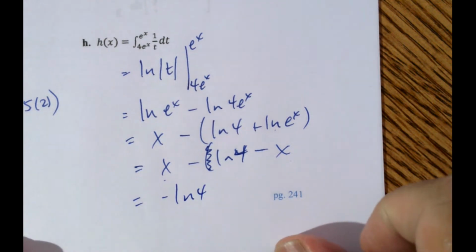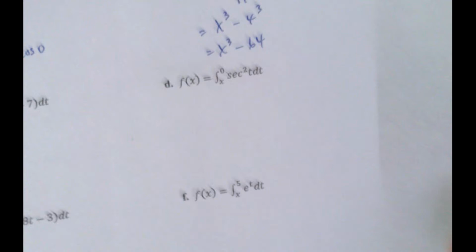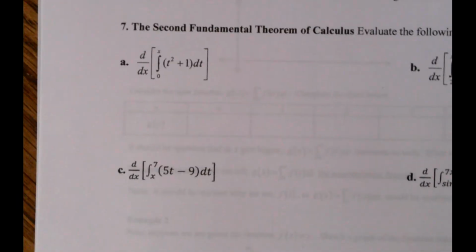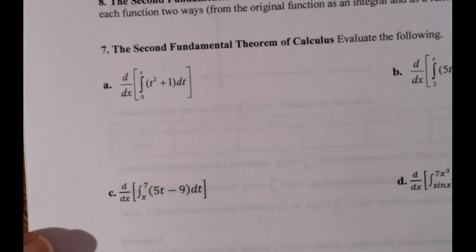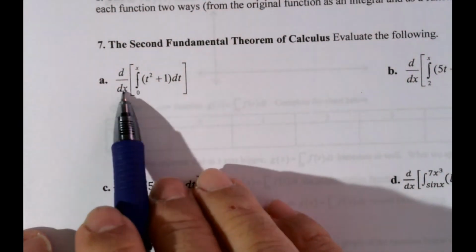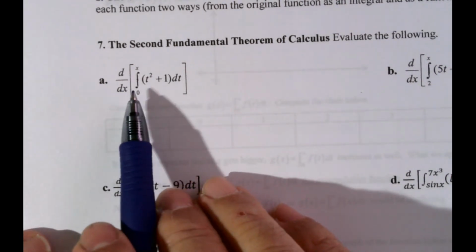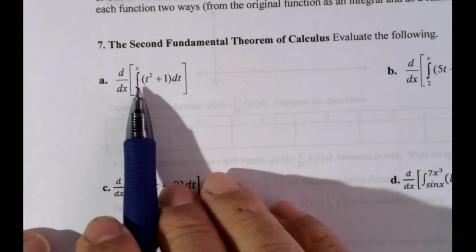And that's it. That's the only examples I'm doing for 241. Jumping on to 242. Now, this is the second fundamental theorem of calculus. This is what I intended to do. Keep in mind, this is the derivative notation, and that's the integral. And recall that differentiation and integration are inverses of each other.